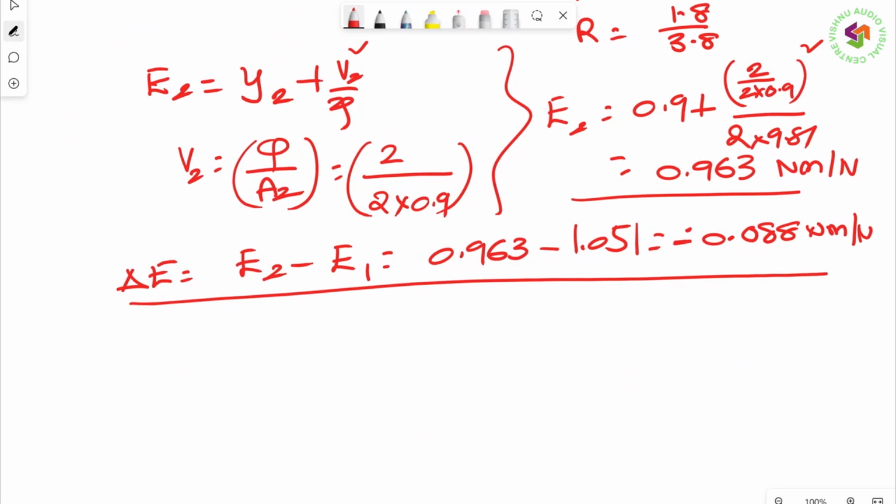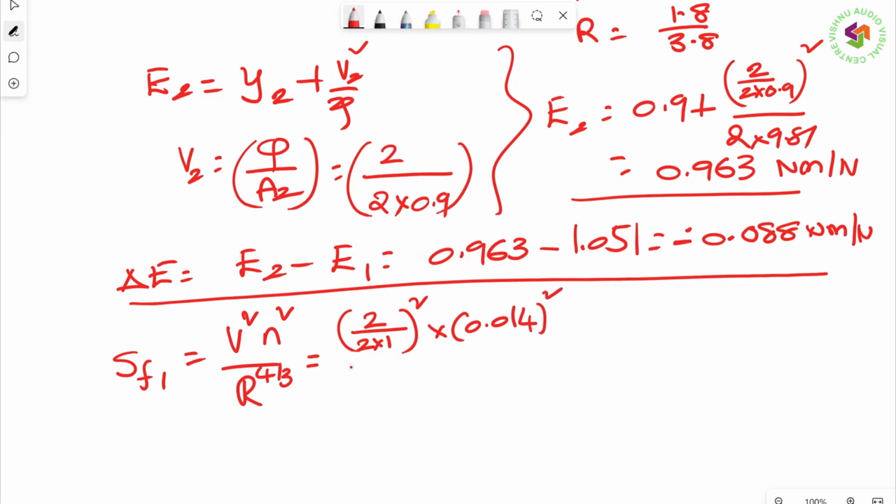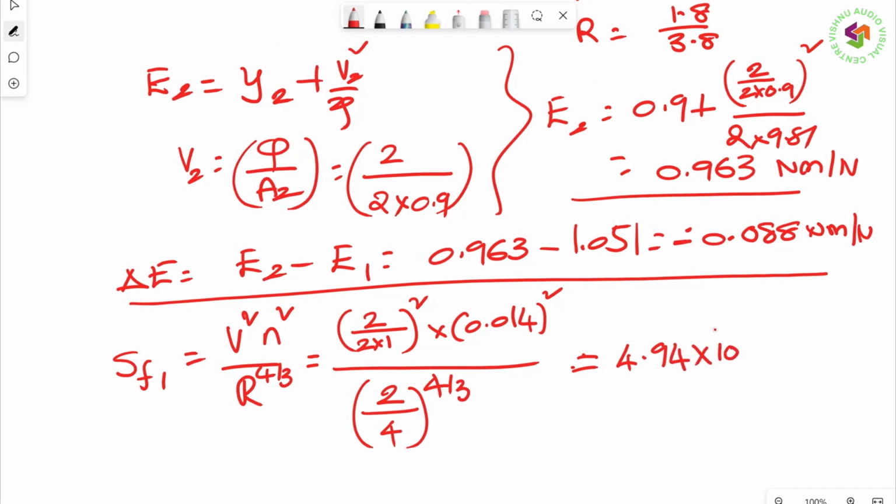Then next, you remember our equation: dx is equal to E2 minus E1 divided by S0, which is also known, minus SF bar. So now I will find SF1. SF1 is V square n square by R to the power of 4 by 3. At the first section, V is Q by A, where A is 2 into 1. So V square into 0.014 whole square, divided by R, which is A by P, 2 by 4, whole to the power of 4 by 3. If I calculate this, it is 4.94 into 10 to the power of minus 4.